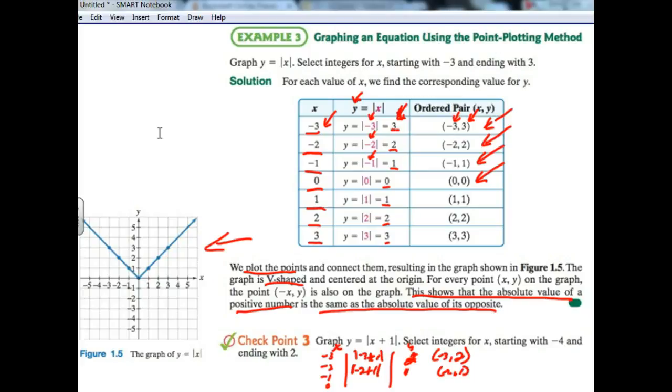And what you're going to find is, because this 1 has been added, this V graph is going to be the same thing. It's just that everything's going to be 1 higher than what it was originally. And when you reconnect those dots, you end up with the same V shape. It's just going to be 1 higher than it was in the original graph. Okay? Best of luck on this.